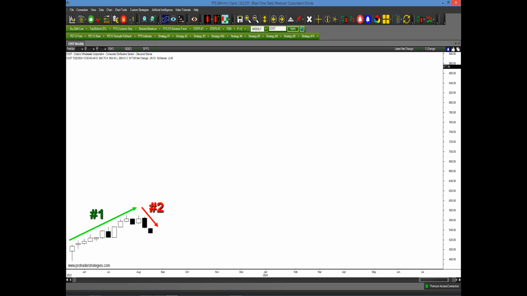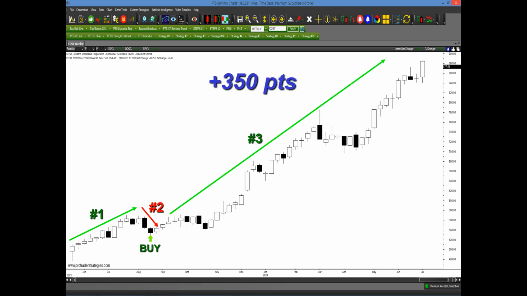But just to check your work, click on strategy number 9, and you see here that, yes, there was a buy signal right here at the second downward week. And this was in August of 2023, a full year ago. Would you have liked to take this signal in Costco in your long-term portfolio? Because it's gone up 350 points within the year since that setup was generated.